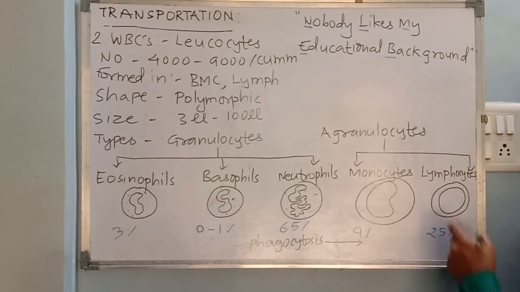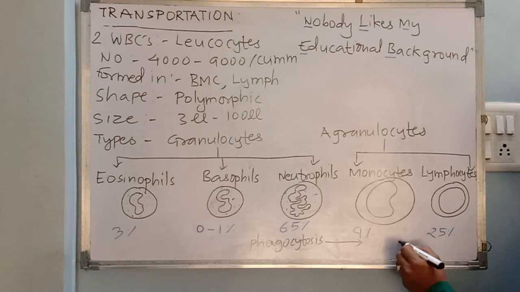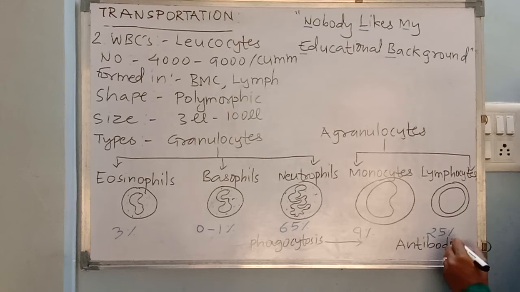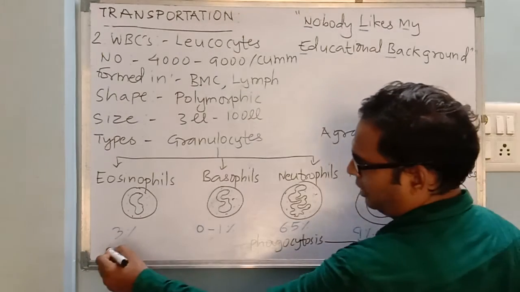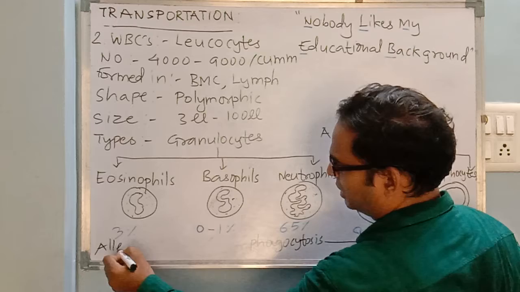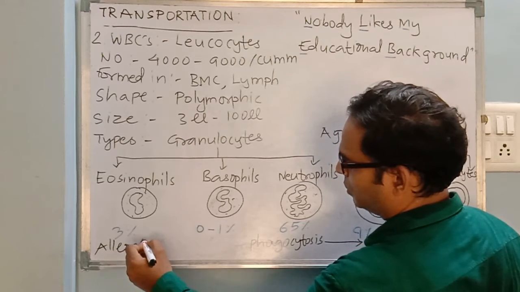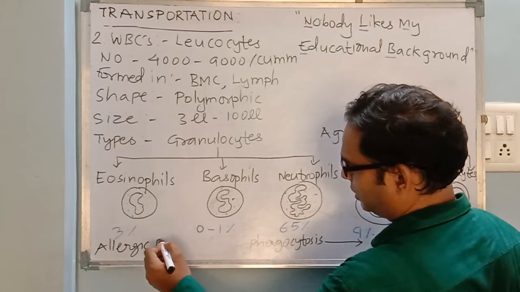Likewise, lymphocytes produce antibodies, which are special chemicals that fight against pathogens or disease-causing agents. Eosinophils help to destroy allergic substances, so this helps in allergic response.